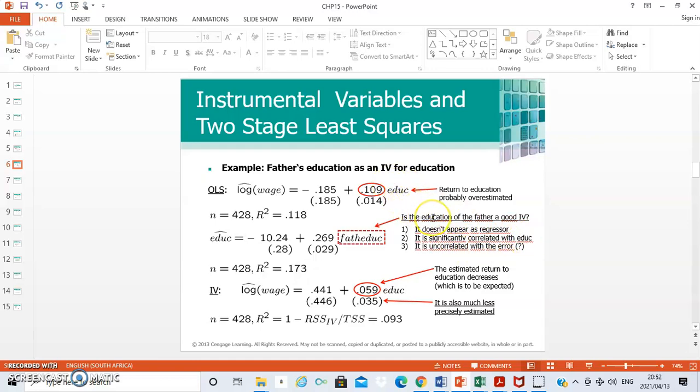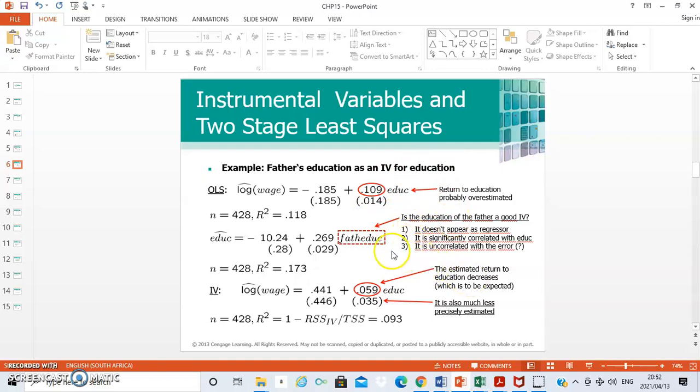It could be, because we know usually if your father is educated, in most cases their kids are likely to follow suit, or there's likely to be that relationship. Then lastly, is it correlated with the error term? Now we are saying if it's correlated with the error term, we will have that problem, okay? But if it's not correlated with the error term, we won't have that problem.